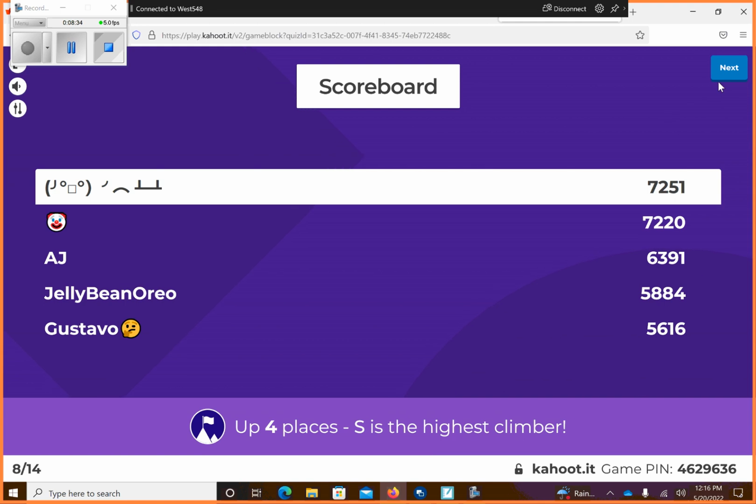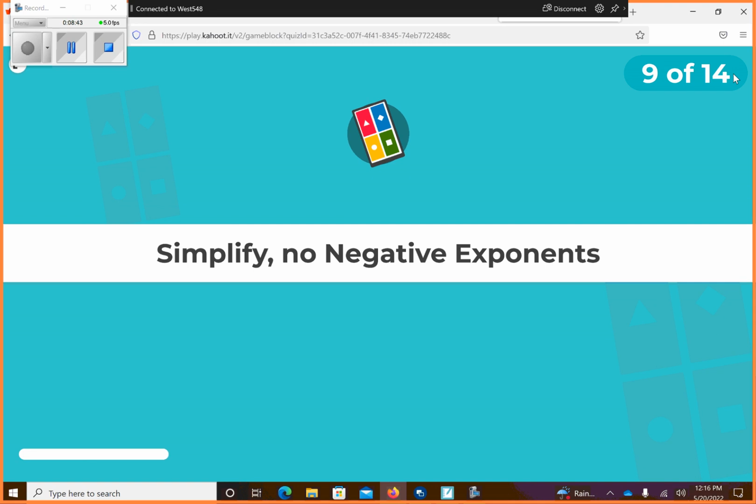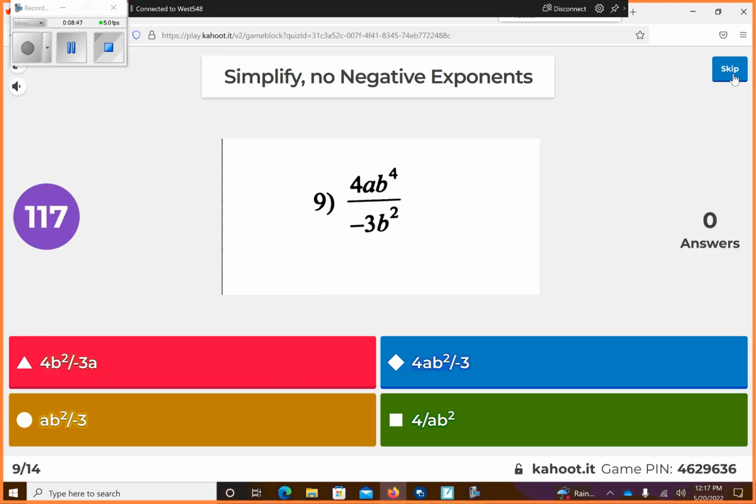Negative 4 to the 4th power, meaning it's negative 4 times negative 4 times negative 4 times negative 4. All right. It's going to be a negative answer. You could reduce 4 over 3, which it doesn't.